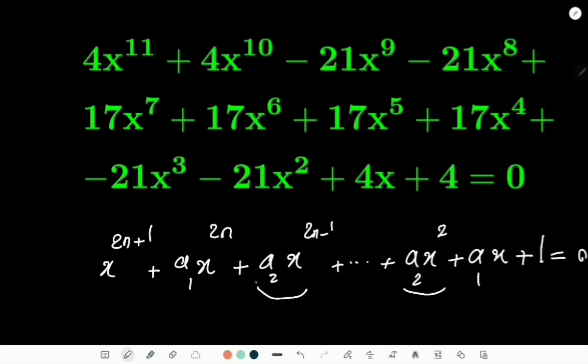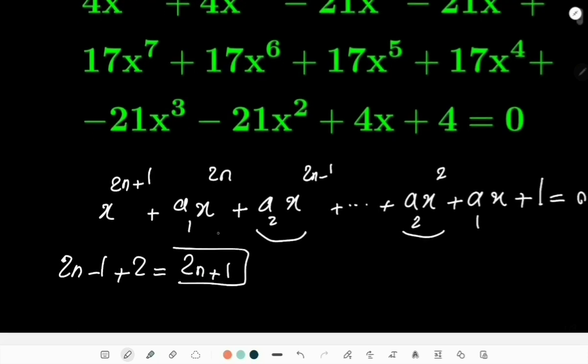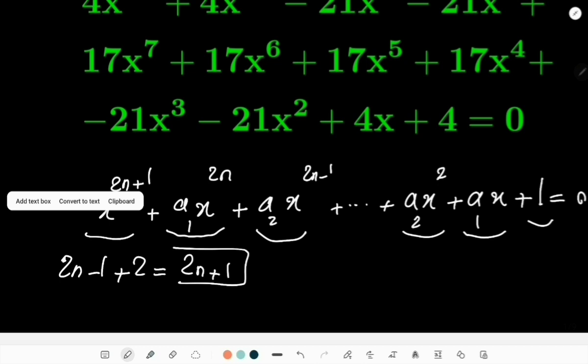because 2n minus 1 plus 2 equals 2n plus 1, which is basically the order of the equation. And here also, these coefficients are the same, and these coefficients are also the same. So that's why, because we're dealing with a reciprocal equation here.